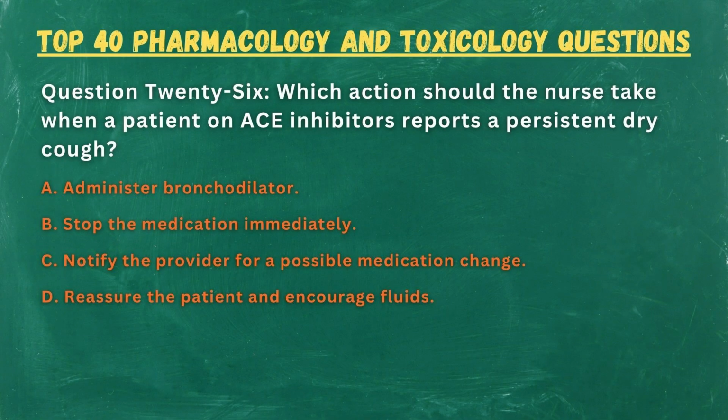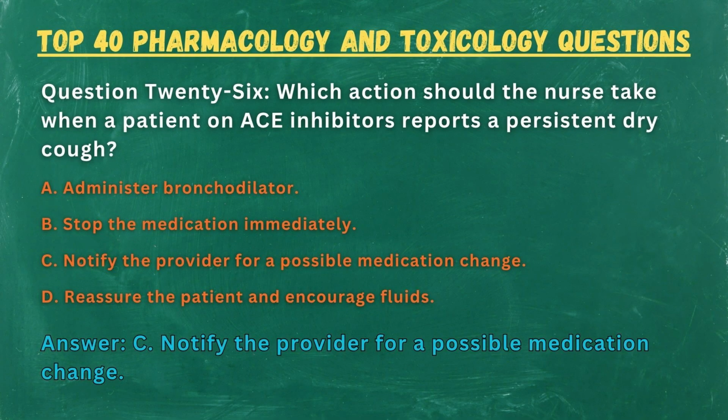Question 26. Which action should the nurse take when a patient on ACE inhibitors reports a persistent dry cough? A. Administer bronchodilator. B. Stop the medication immediately. C. Notify the provider for a possible medication change. D. Reassure the patient and encourage fluids. Answer: C. Notify the provider for a possible medication change.